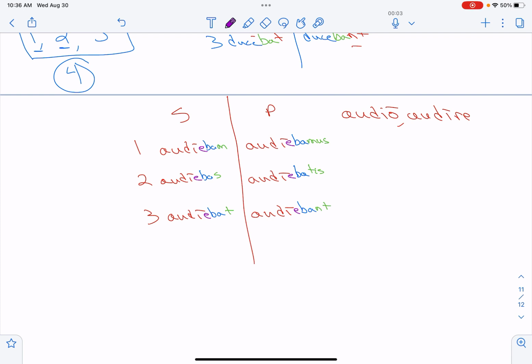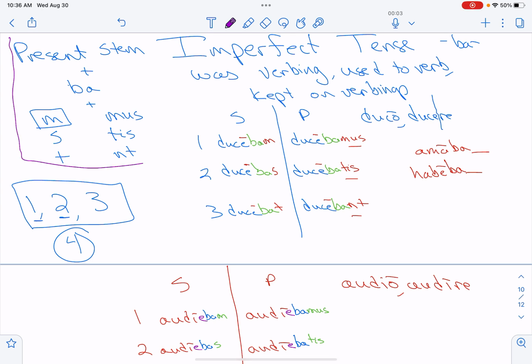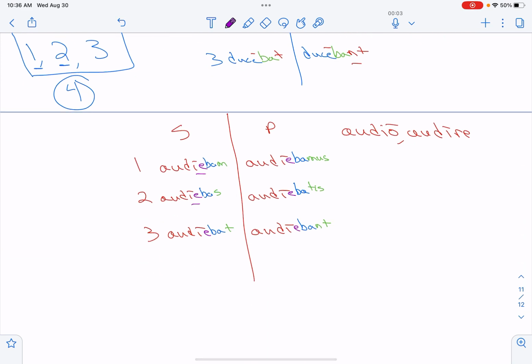So remember again, for imperfect tense, this formula here is going to be all you need for first, second, and third conjugation, and then for fourth conjugation, this E will show up. Okay? So there we go. That's imperfect.